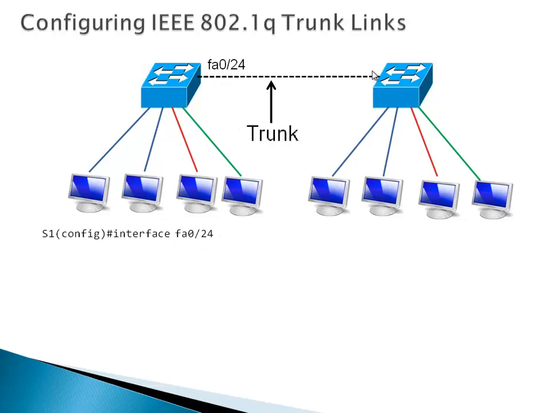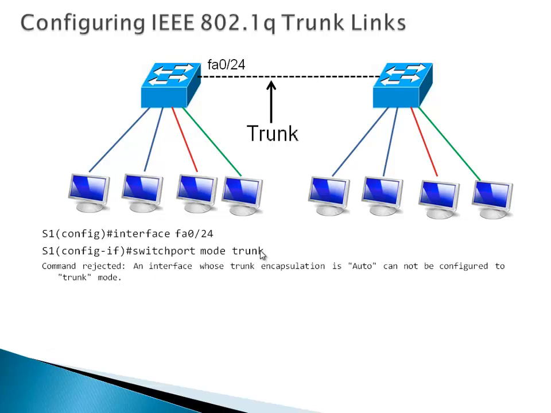It's connected between those two switches. Once we're inside that port, we say switchport mode trunk. We might get the command rejected error here: an interface whose trunk encapsulation is auto cannot be configured to trunk mode. What it is saying is that we can't make it a trunk if we don't specify what encapsulation is being used. We can have two, 802.1Q or ISL. So we have to identify which encapsulation we are using.